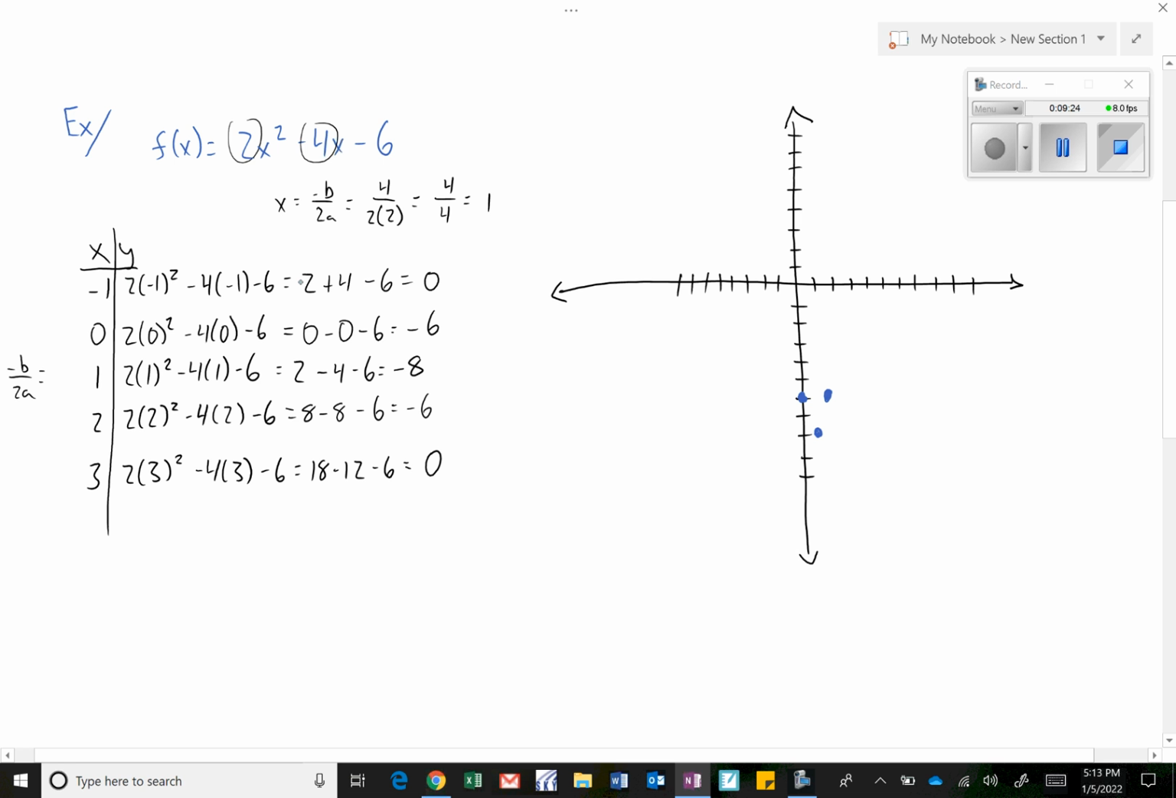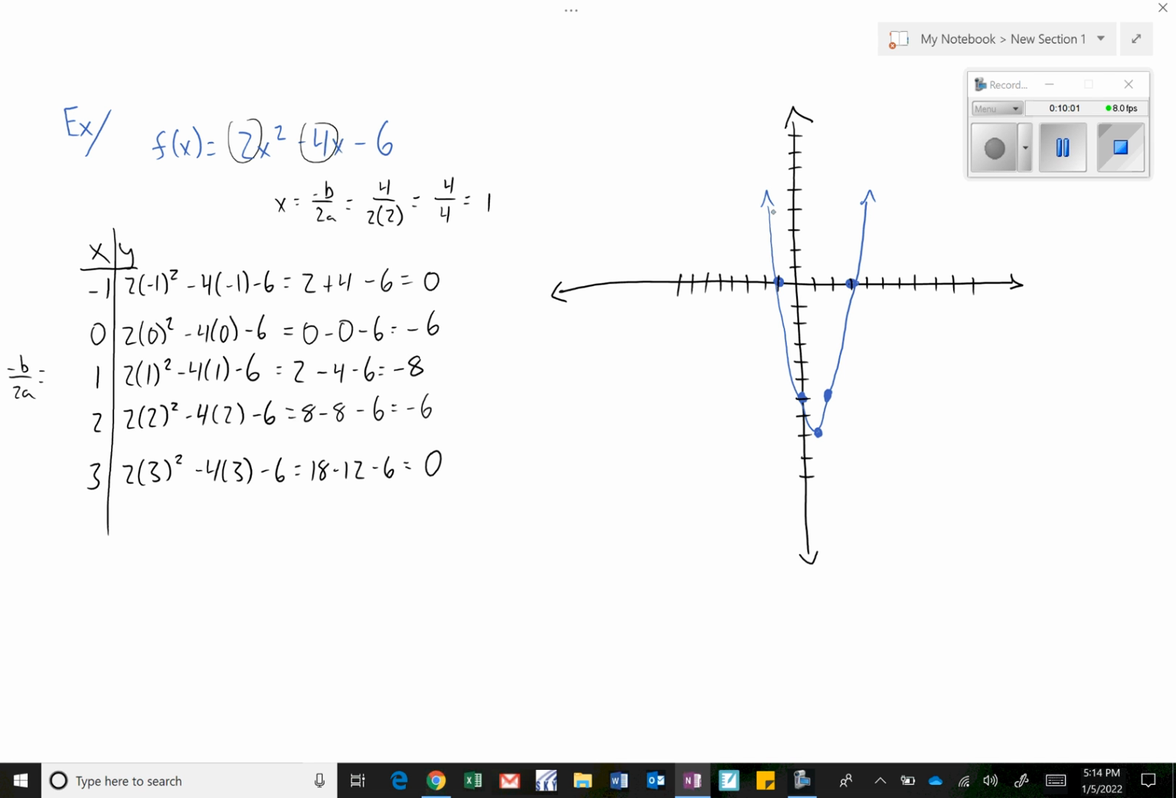So this point up here was -1, 0, right there. And then this point down here is 3, 0. 1, 2, 3, right about there. And we got 5 points. I'd say that's pretty good. I can go ahead and draw my parabola. So that should be a U shape. Do it as best as I can. Yeah, pretty good. Very good. So that is the graph of our quadratic.